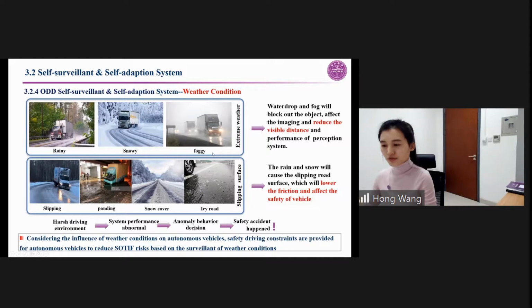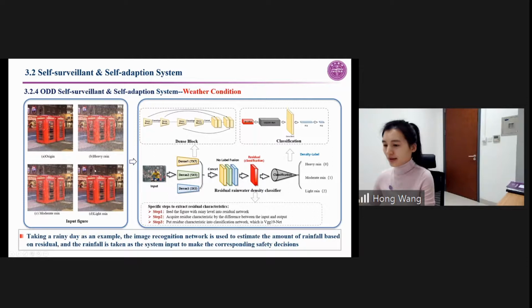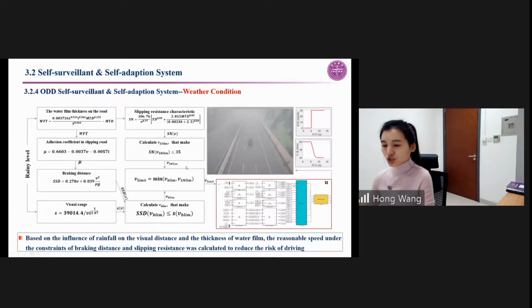Taking a rainy day as an example, the image recognition network is used to estimate the amount of rainfall based on the residue, and the rainfall is taken as a system input to make the corresponding safety decisions. Also, based on the influence of the rainfall on the visible distance and the thickness of the water film, the reasonable speed under the constraints of braking distance and sleeping distance is calculated to reduce the risk of driving.